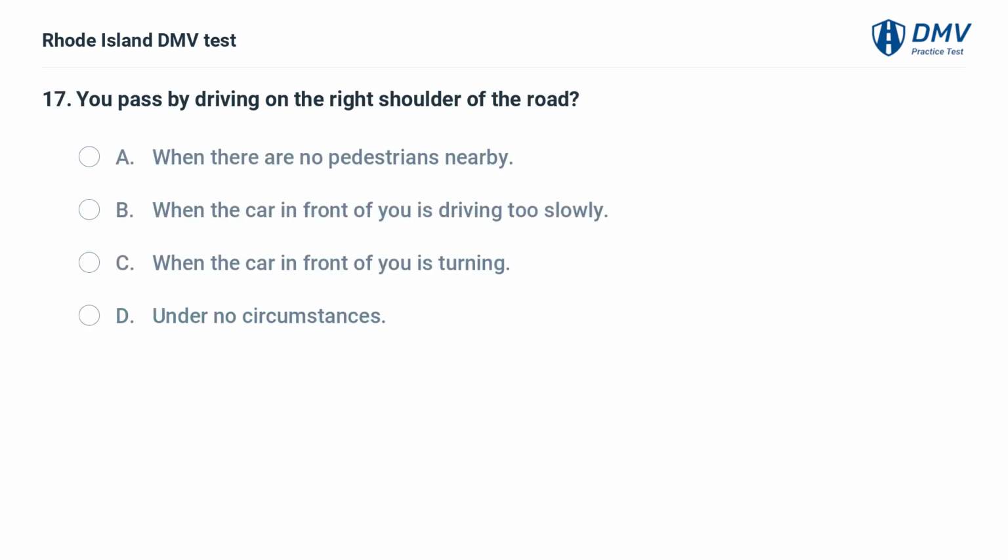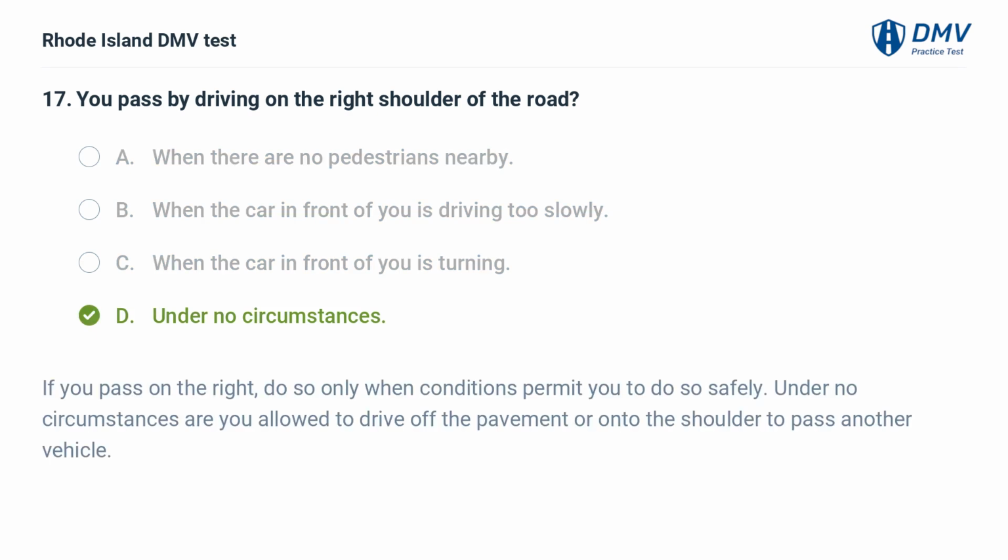You may pass by driving on the right shoulder of the road? A. When there are no pedestrians nearby. B. When the car in front of you is driving too slowly. C. When the car in front of you is turning. D. Under no circumstances. D. Under no circumstances. If you pass on the right, do so only when conditions permit you to do so safely. Under no circumstances are you allowed to drive off the pavement or onto the shoulder to pass another vehicle.